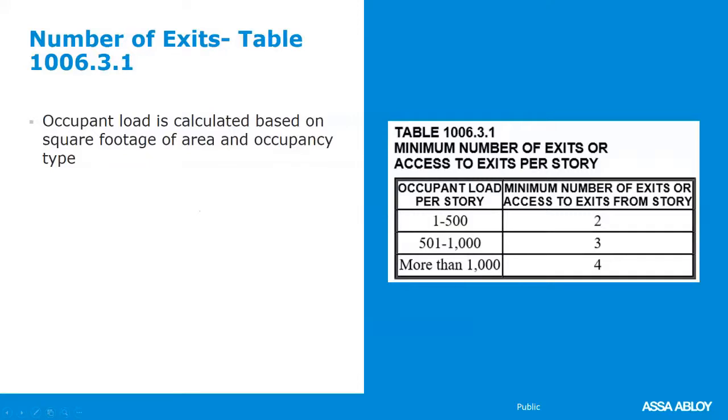In Chapter 10 of the IBC, and the references in this course are from IBC 2015. It's the most widely adopted, and they're very similar in the other editions. But the occupant load is calculated on the square footage of the area and the occupancy type. When we have 1 to 500 people, we need a minimum number of 2 exits or exit access from any particular story or portion of the building. When we have 501 to 1,000, we need 3. And more than 1,000 people, we need a minimum of 4 exits.